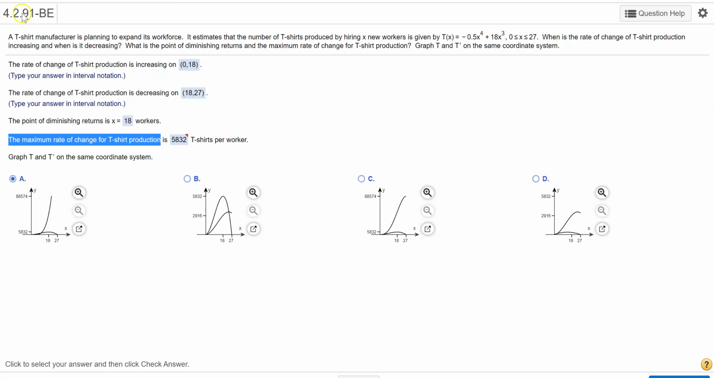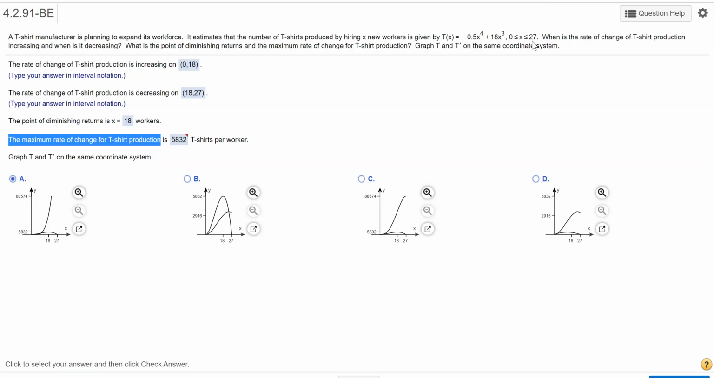So we're told a t-shirt manufacturer is planning to expand its workforce. It estimates that the number of t-shirts produced by hiring x new workers is given by this function over this domain. Okay, so remember, before we go any further, the point of diminishing returns is finding that sweet spot, finding out where you get the most bang for your buck.